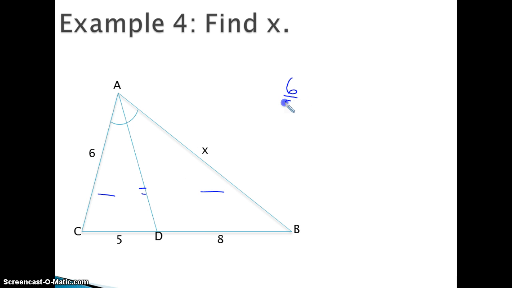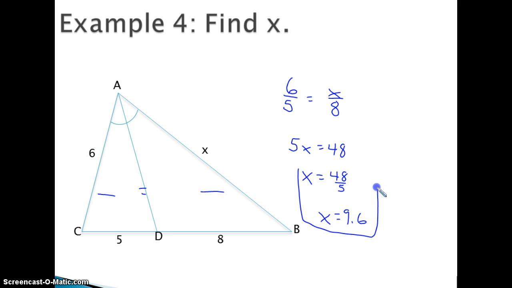So 6 over 5 equals x over 8. And I'll cross multiply to solve. So I have 5x equals 48. x equals 48 over 5. This decimal, it's not so bad. So if you wanted to change that to a decimal, you could, and you can make that 9.6. Either way would be acceptable.